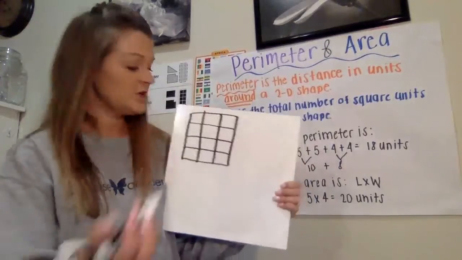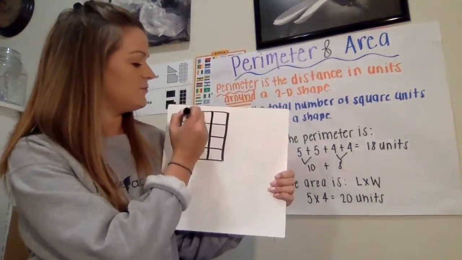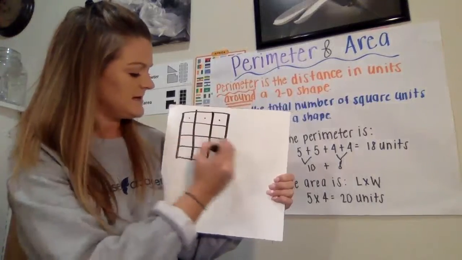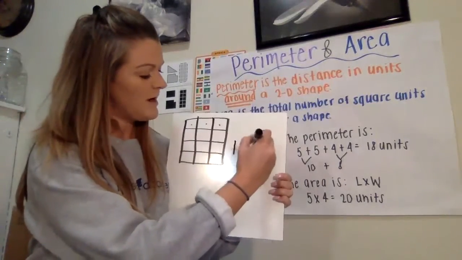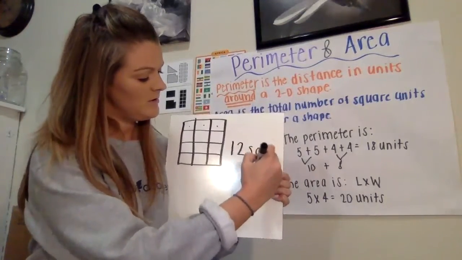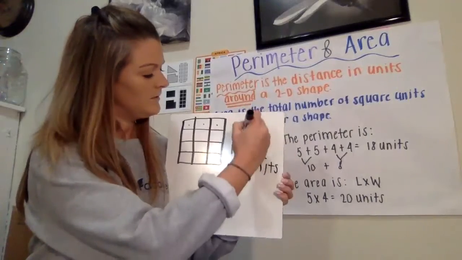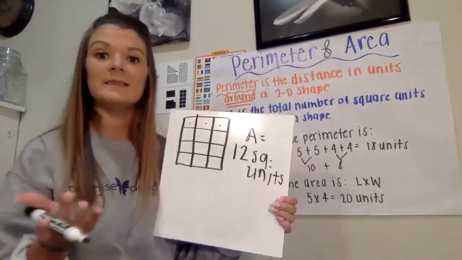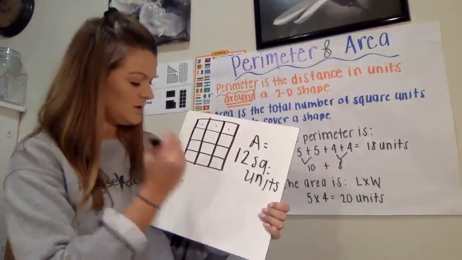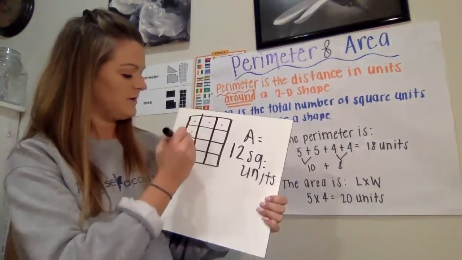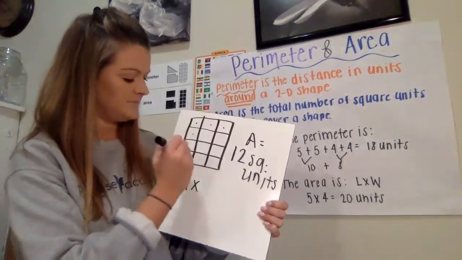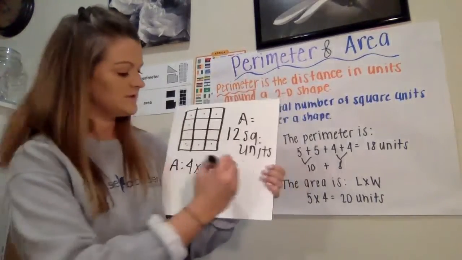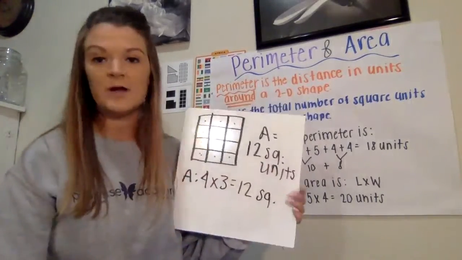One way is that we could count the unit squares. So we see 1, 2, 3. If I know each row has 3, that's 3, 6, 9, 12. 12 square units. However, we also know we can find the area by multiplying length times width. So if I see I have 4 times 3 equals 12. So my area is 12 square units.